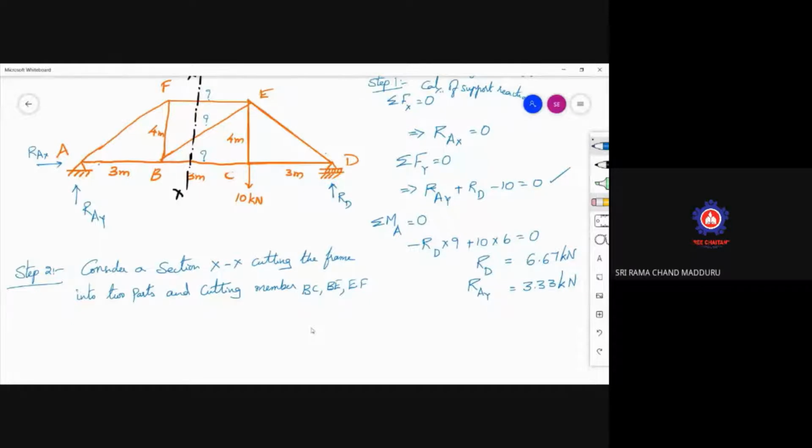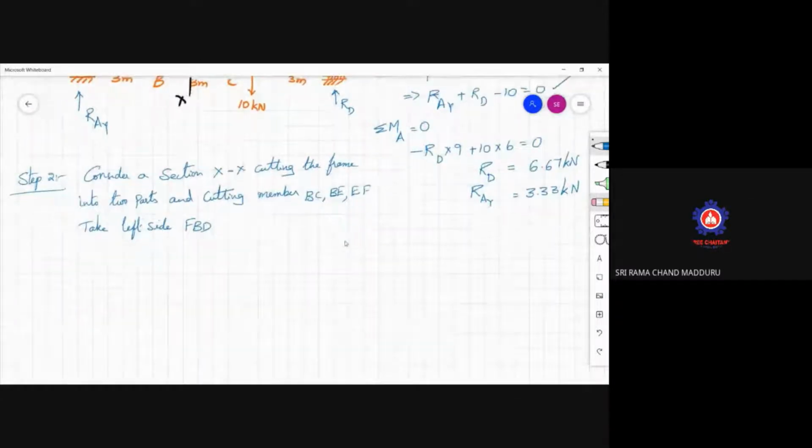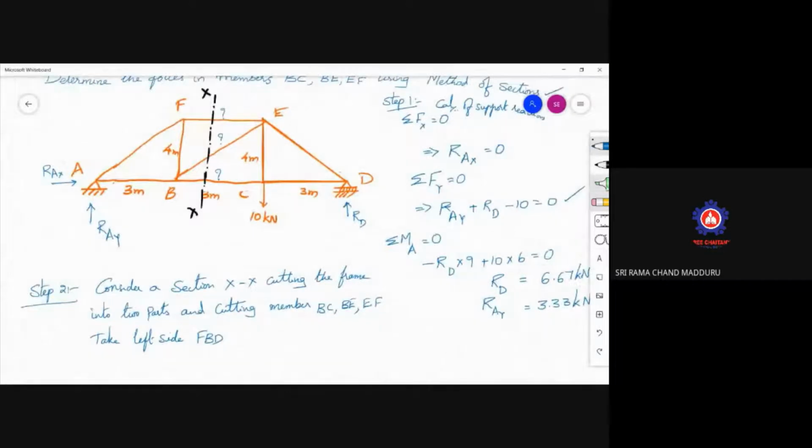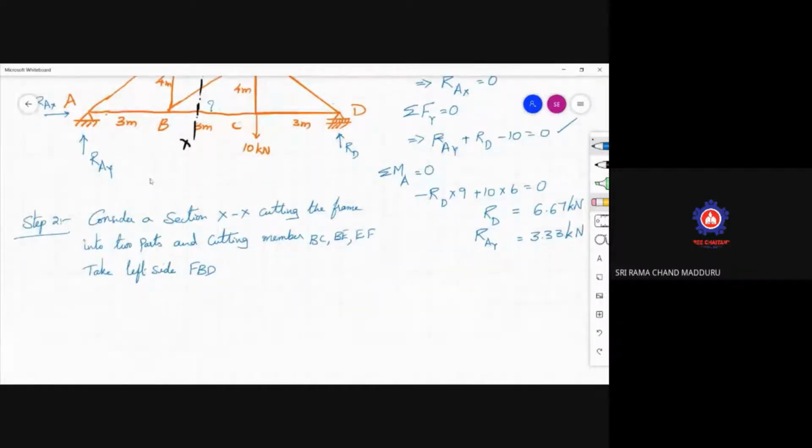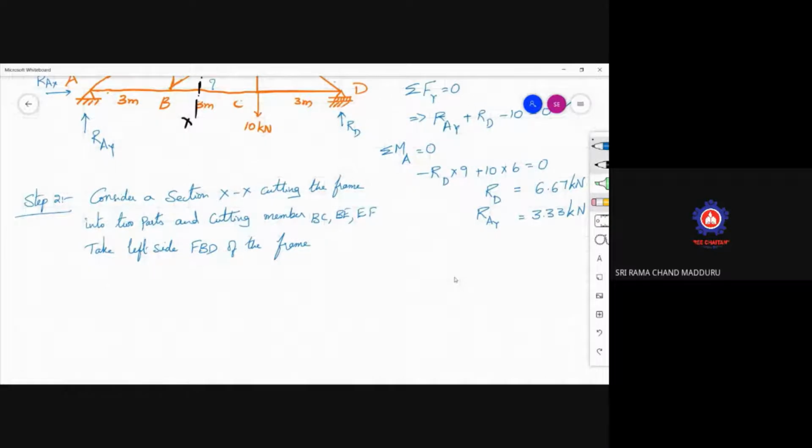Which side do we have to take the free body diagram? Either I can take the left side or the right side free body diagram. Take the left side free body diagram. That means just close this part. So we take the left side free body diagram of the frame. Draw the left side free body diagram here. When you draw it, this is there like this.